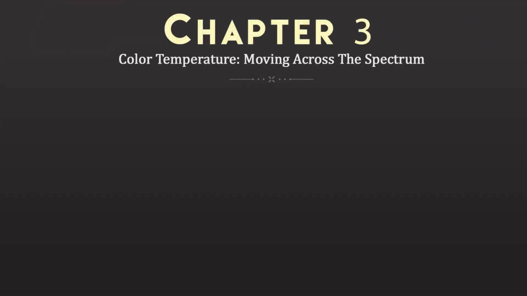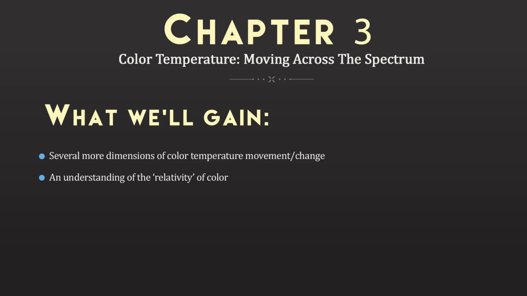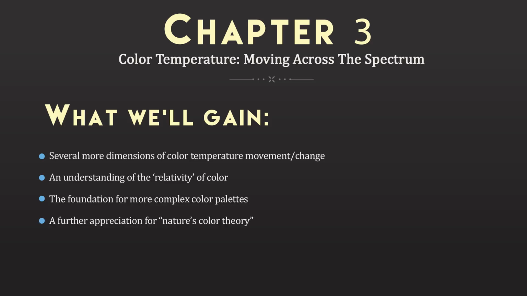Okay, so in Chapter 2, we got our feet wet with color temperature. Here in Chapter 3, we're going to really elevate our understanding of it. We'll gain several more dimensions of how color temperature can move or change. We'll dig further into how colors are relative to one another. This will provide the foundation for more complex color palettes. Much like Chapter 2, this will all tie into an appreciation for nature's color theory, but also give us tools for evaluating our personal color use and personal aesthetics.